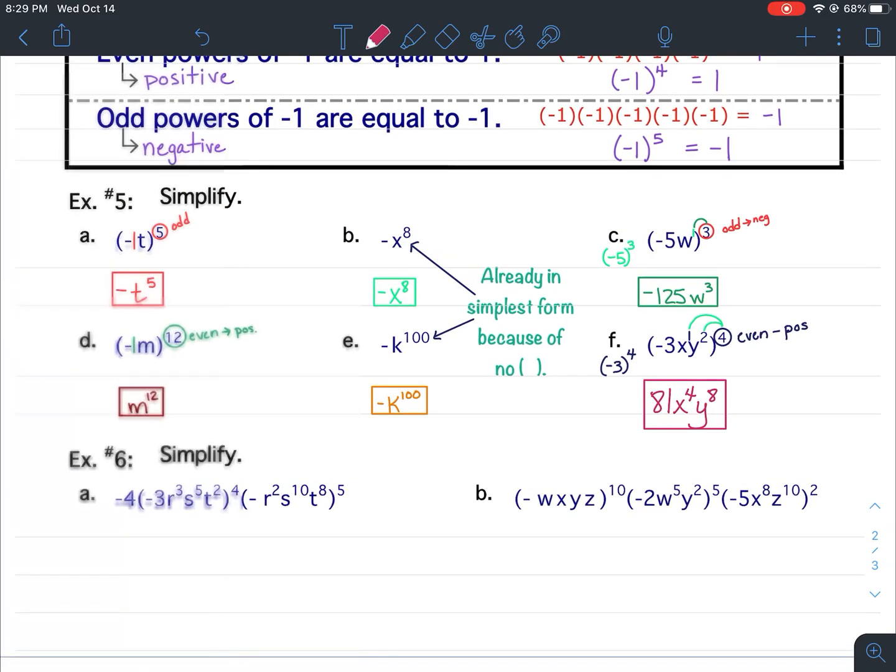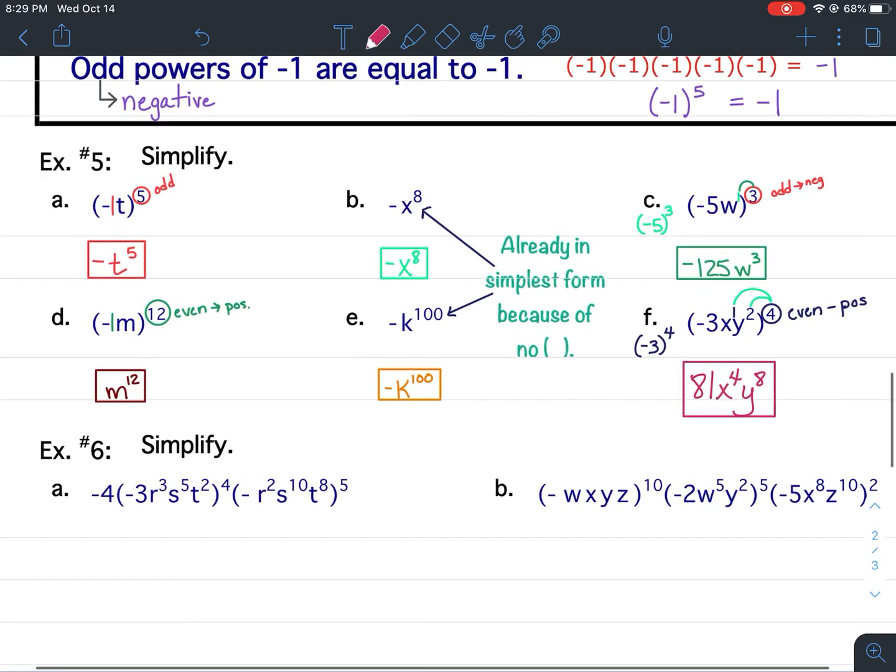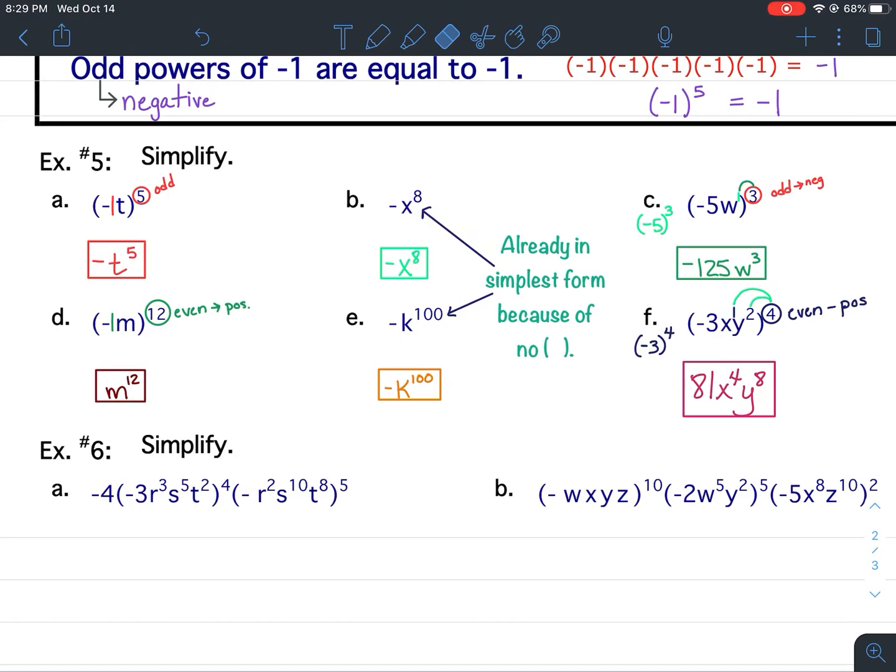All right, so one more time. If the base is negative and your exponent is odd, it's going to stay negative. But if the base is negative and the exponent is an even number, it's going to be positive. If the base is positive, it doesn't matter what the exponent is, it will be positive. Okay? If you have any questions, let me know.